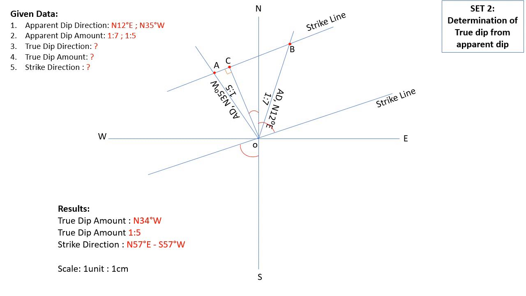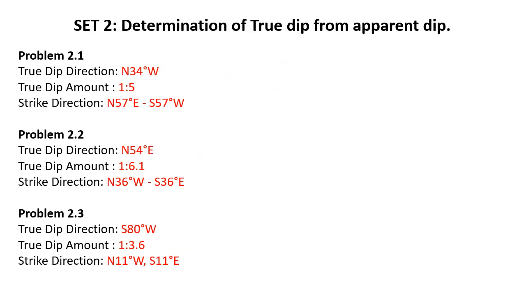Then we will draw a parallel line from O, that is the strike line again. Then we will find the true dip perpendicular to the strike passing through origin O. So that is the required answer. The angle, that is the direction, and the amount of that line is the required answer. So here, in a similar way, we are going to solve all three problems.